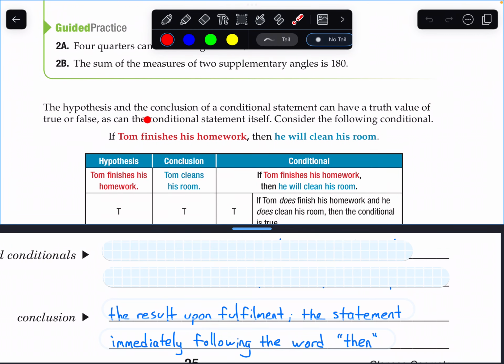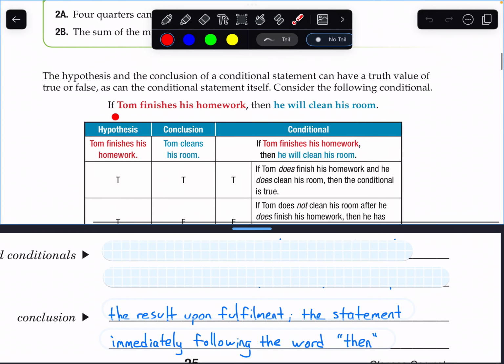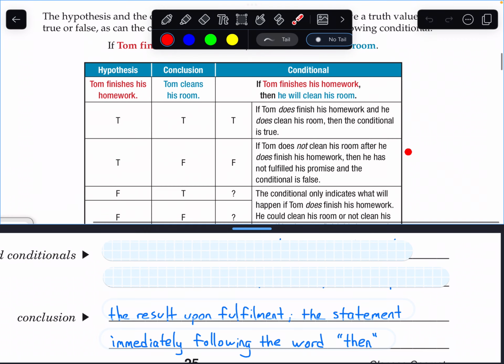The hypothesis and the conclusion of a conditional statement can have a truth value of true or false, as can the conditional statement itself. Consider the following conditional. If Tom finishes his homework, then he will clean his room. Let's construct a truth table.